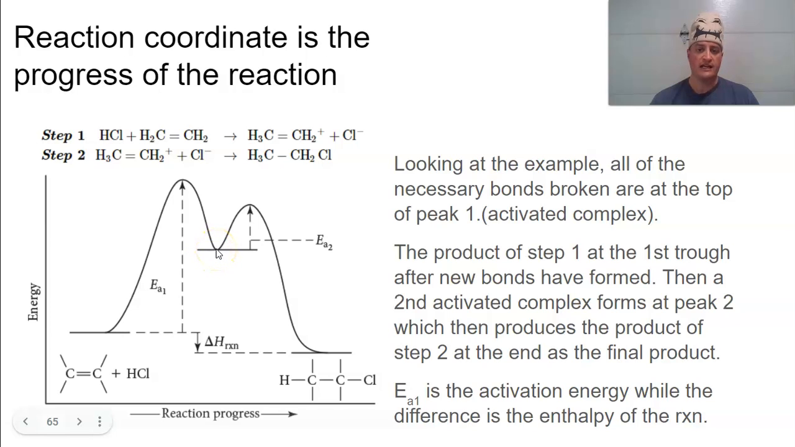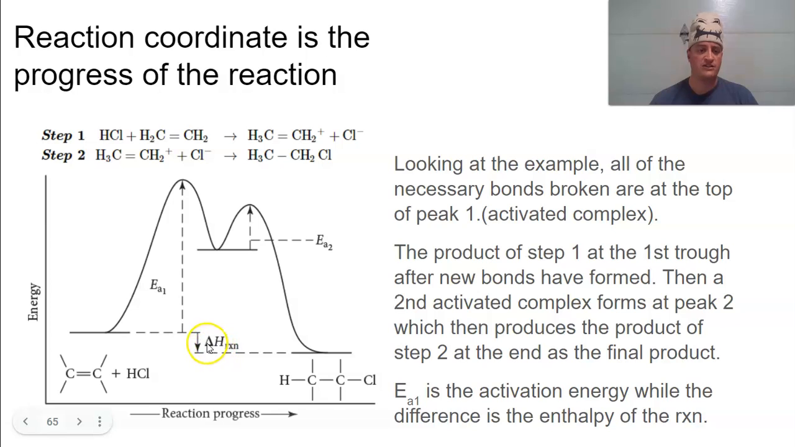So right here, this trough is what we have as our intermediate product. This needs additional energy because what's occurring is breaking more bonds to get to the second activated complex. And then finally at the end, we get what we consider to be our product, CH3CH2Cl. The activation energy goes from the reactants to the highest peak. Even though this other activation energy is also present, this is the predominant one needed because of its height.